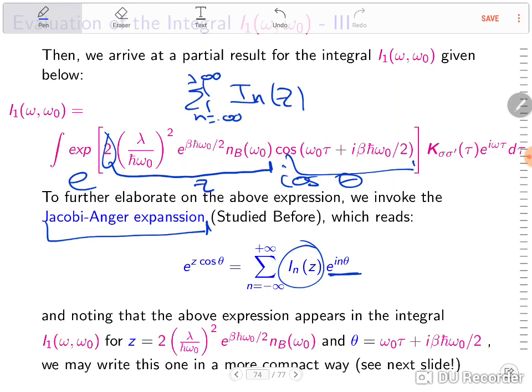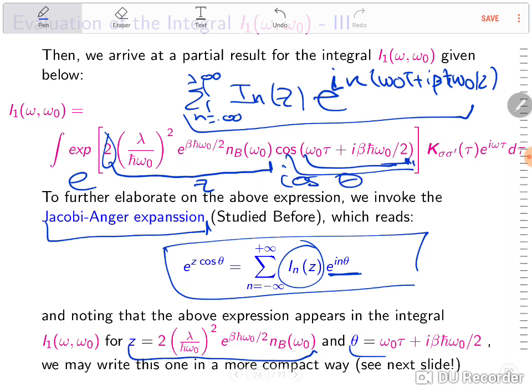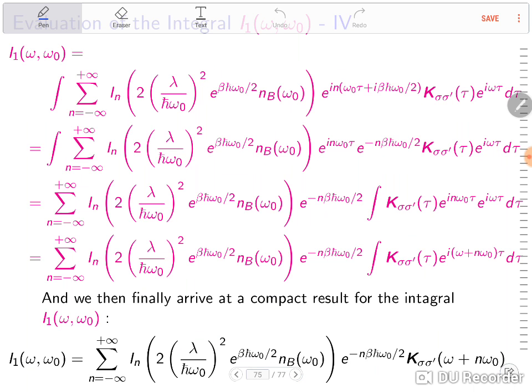So this is z e to the i n theta. But what's theta? Actually theta is this here. So this is omega 0 tau plus i beta h bar omega 0 divided by 2. So this is what this part is equal to. Just by this identity, this is what we define for z and for theta, and then we just move forward. So then we split these parts here.